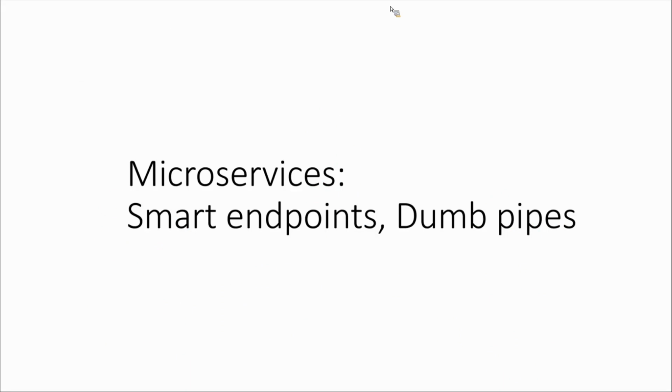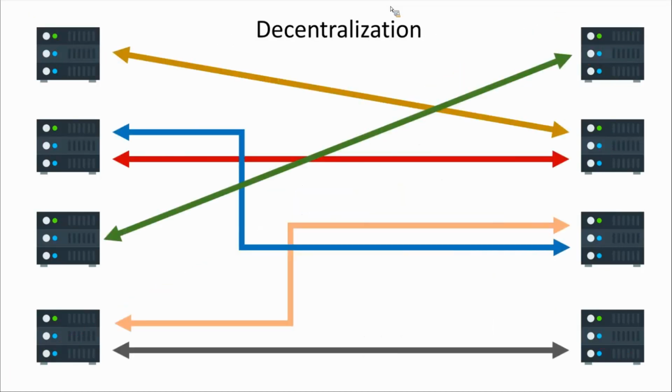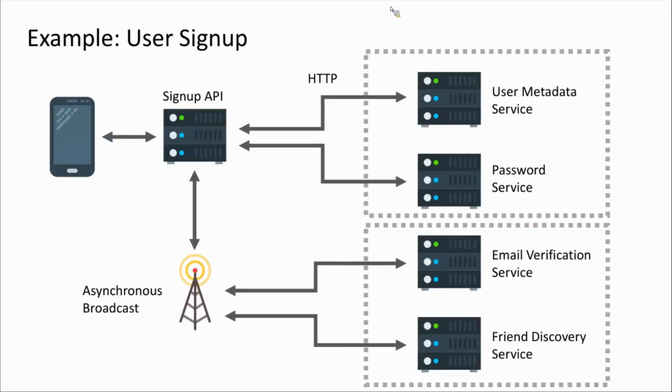So with microservices, I want smart endpoints and dumb pipes. What I don't want is a central bus for communication, because that ends up with performance bottlenecks and it makes me struggle a little bit with feature development. What I do want is decentralization. So different processes use different event streams, they use different event buses, but I have to decentralize that again instead of relying on the same one, and that eliminates bottlenecks.